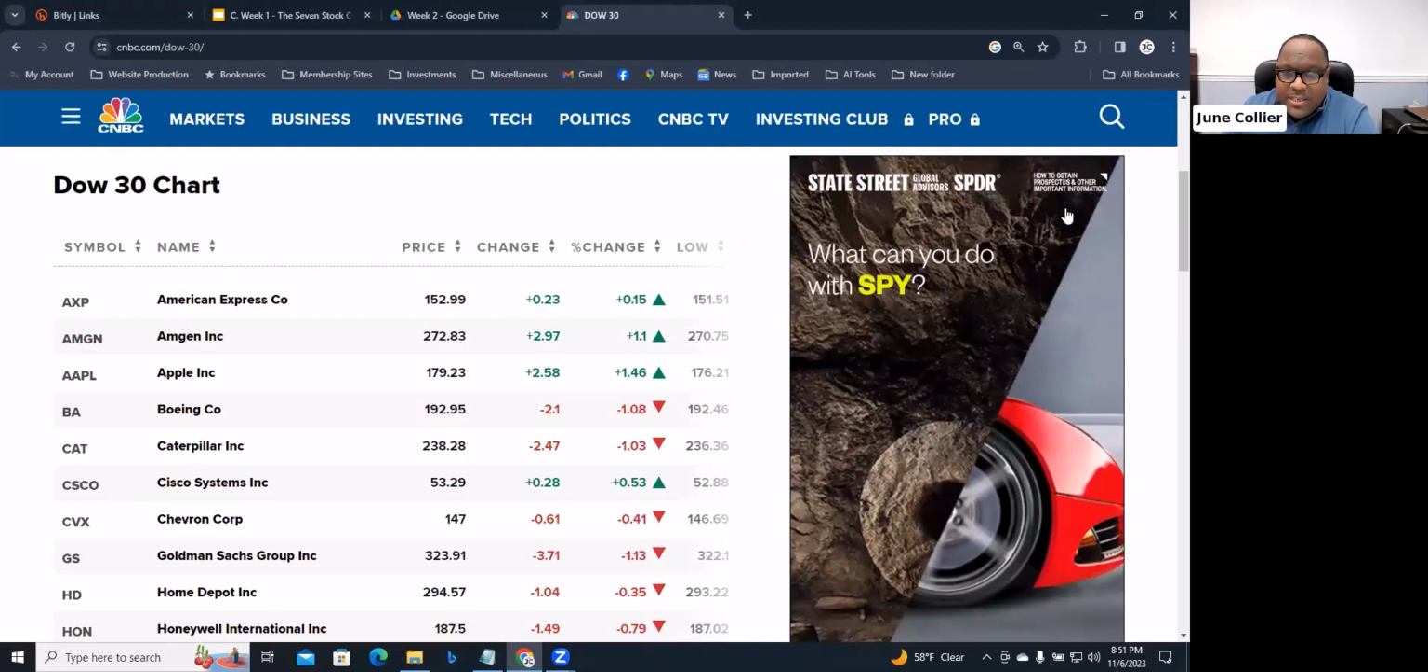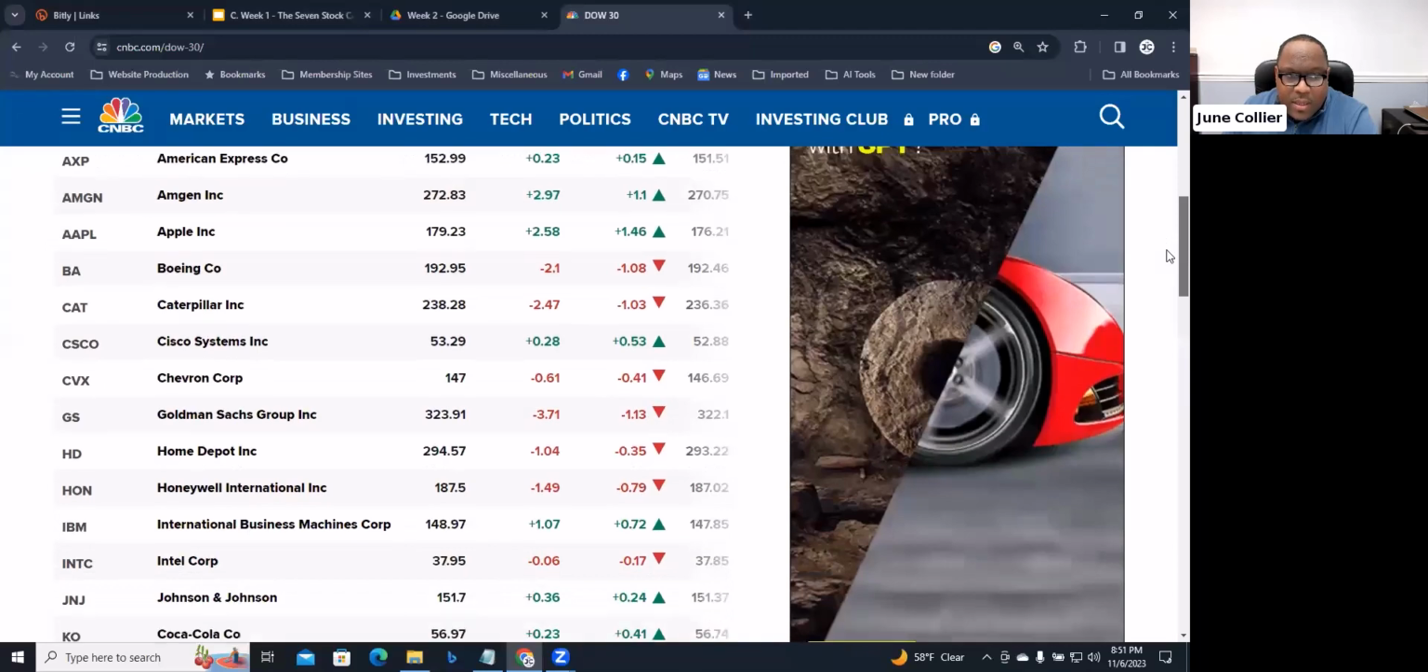So American Express, I have American Express. I own some American Express today. Amgen, Apple, I own some Apple. Boeing. Boeing is an interesting company because they make big jets. They make the planes that you fly in, right? And there's really not a whole lot of companies that do that. You know, you got Boeing, you got Airbus, and maybe there's one other. Caterpillar. Caterpillar is those big yellow tractors that we see that build highways and construction and all of that.